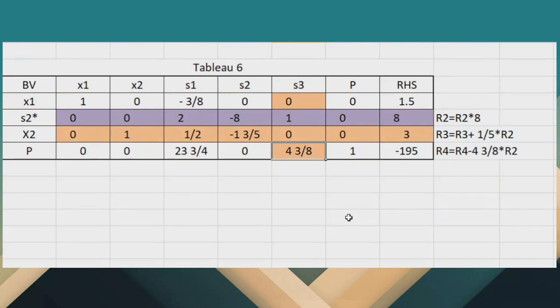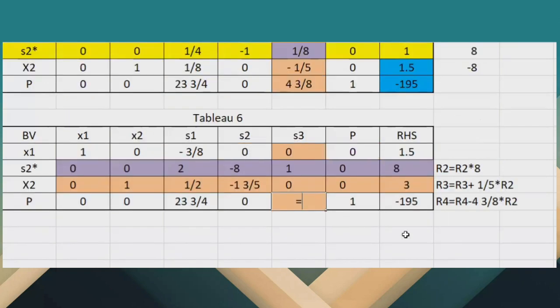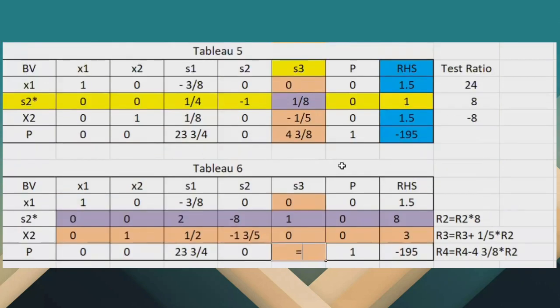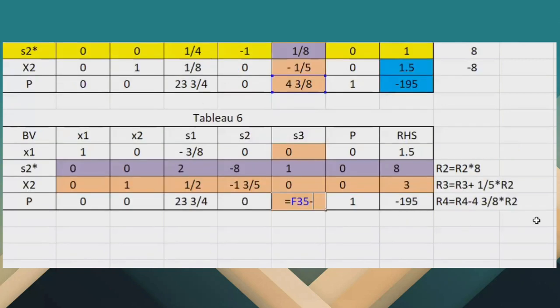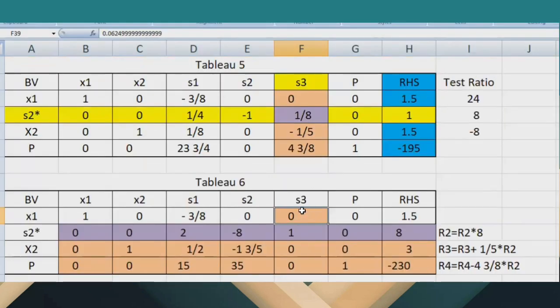Tapos yung dulo, i-apply natin ng formula. 0, row 4, ng previous table, then minus 4 and 3/8, 4 and 3/8 times row 2. Itong current table natin. So, 0, dragging. Ayan. Negative 230. Nakikita nyo ba itong 0 na to?